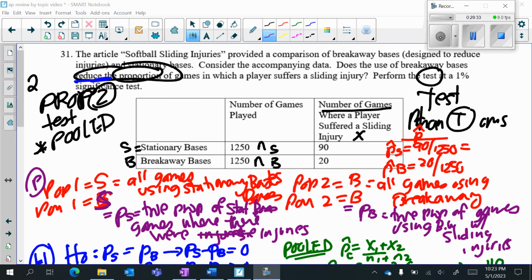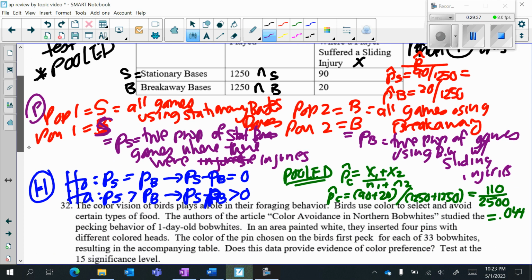So this is a 2 proportion Z test. It is pooled. I went down and I pooled it. I'm going to show you a reminder that this formula is on the reference sheet. You take the 2 numerators and add them together, 90 plus 20, that's x1 plus x2. And then the denominators are going to be here and here, 1250 plus 1250. So you're going to get 2500.